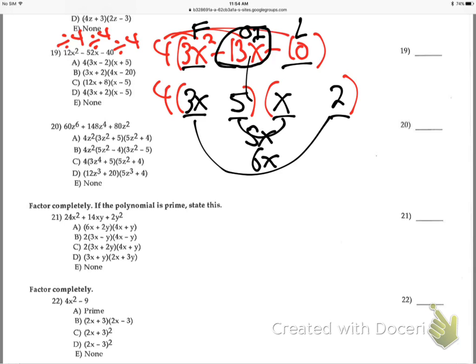And then I asked myself, can 5x and 6x make the middle, which is negative 13x? No, 5 and 6 make 11. Or if you subtract them, they make 1. They're not going to make 13. So then you go, oh, I need to switch them. So I put the 2 here and the 5 there. Try again. See what I get.